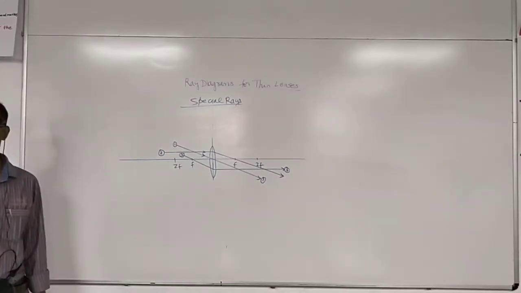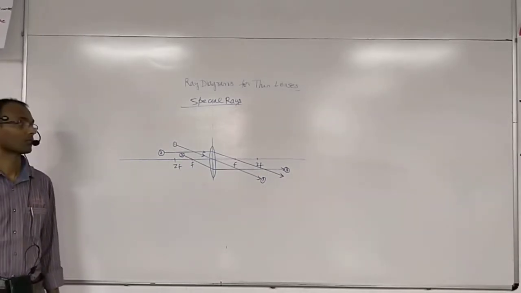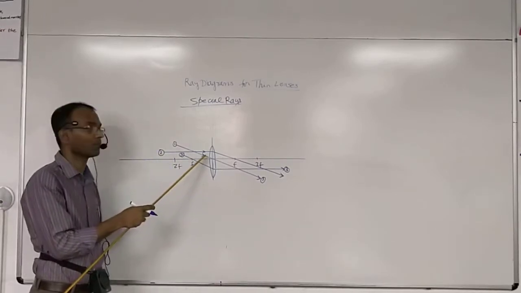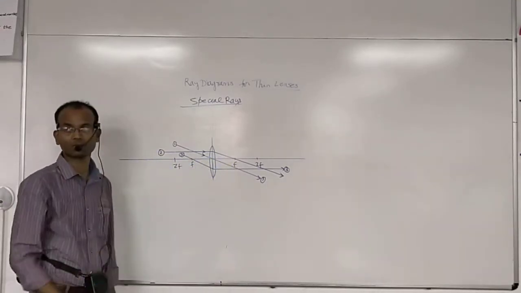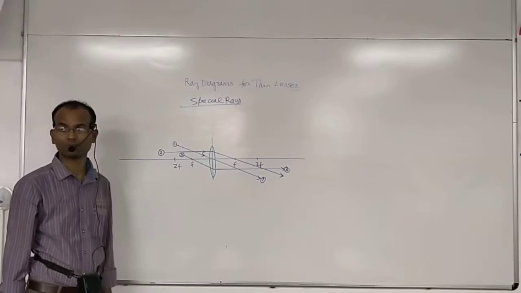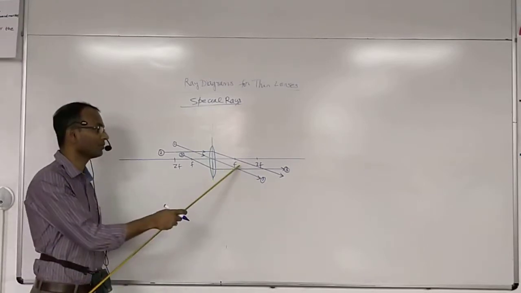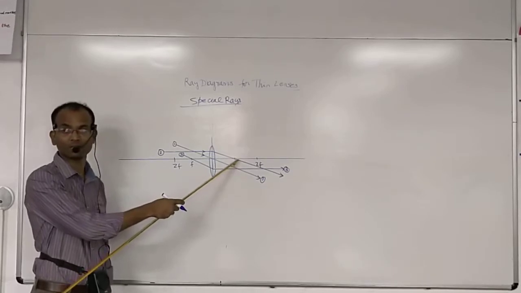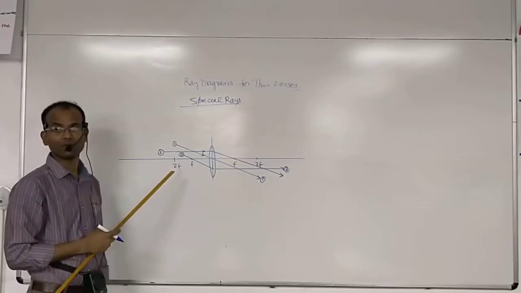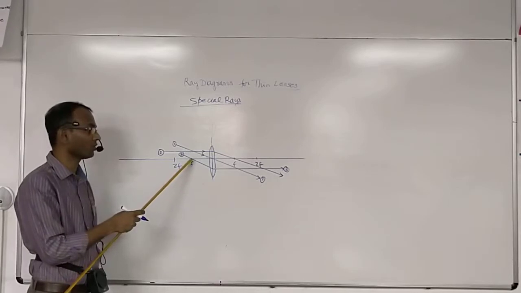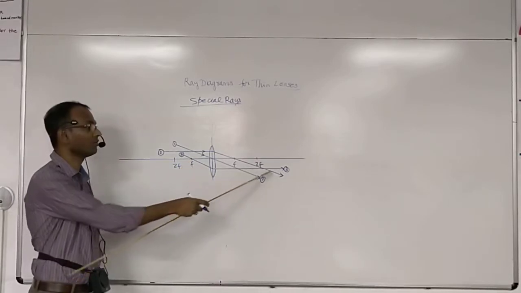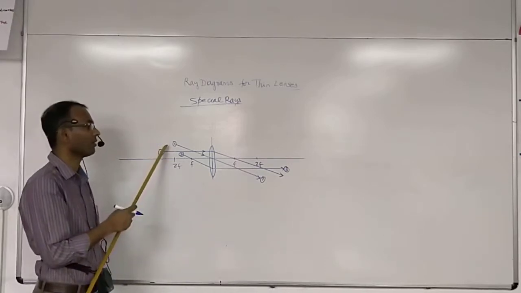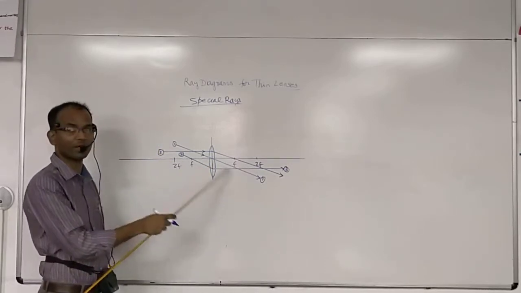So, what was the definition for 2? Any ray which is coming parallel to the principal axis will pass through the second principal focus. Second principal focus is the location of the image when the object is at infinity. First principal focus is the location of the object when the image will be at infinity. No, the first special ray is the ray which passes through the optic center without bending.